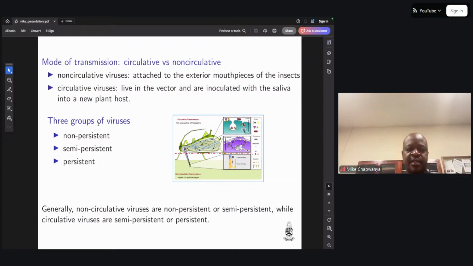In those two classes, you can also have non-persistent, semi-persistent, and persistent viruses to describe the different cases. So non-circulative viruses are also non-persistent, which means they disappear after some time, while persistent ones stay for the rest of the vector's life.